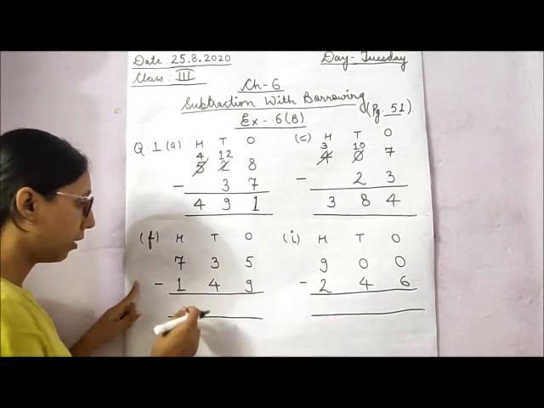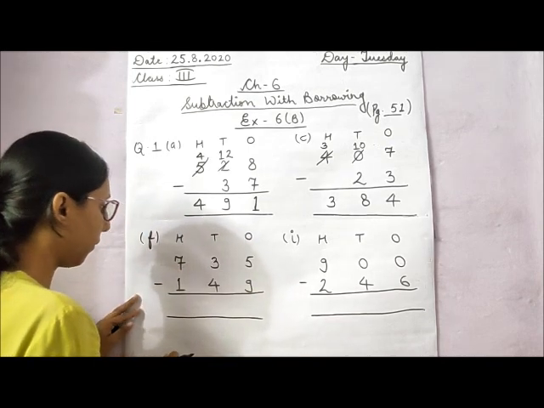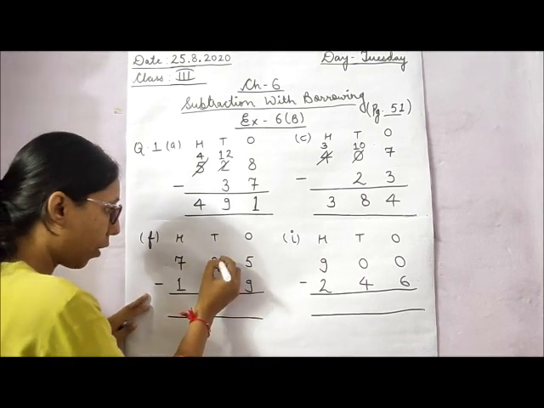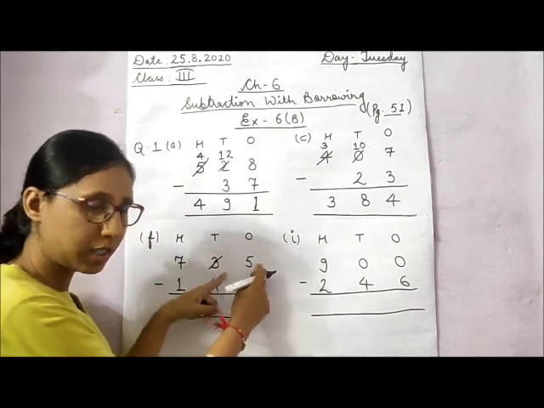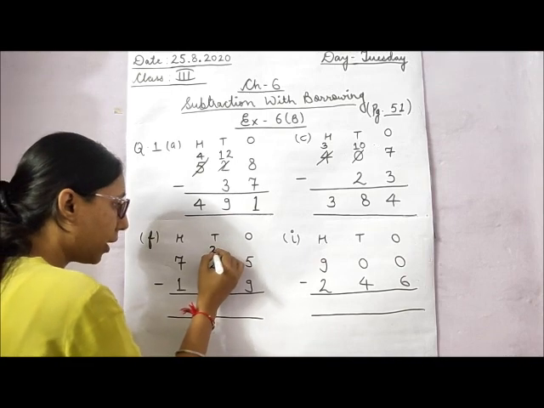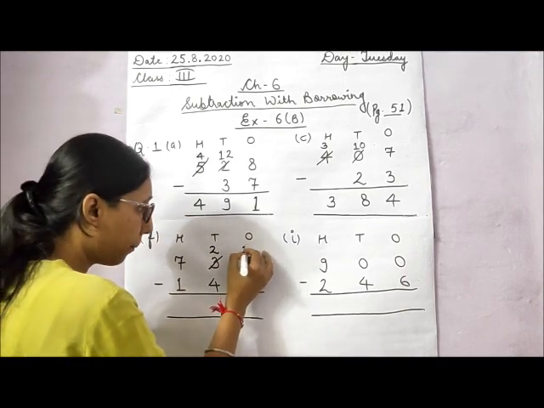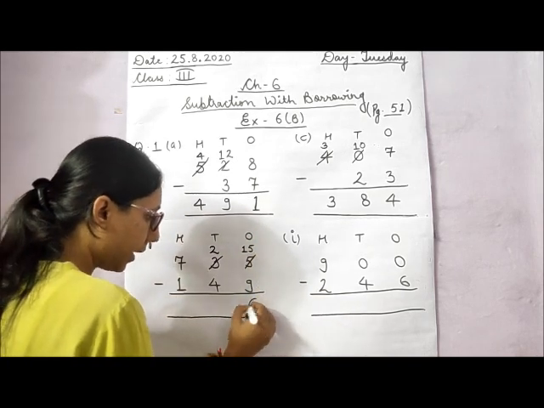In F part, subtract 149 from 735. So 5 minus 9 is not possible. First of all, we'll take borrow from this tens place. अब अगर यहाँ नंबर छोटा होगा in ones place, we'll take borrow from tens place. So 3 से पहले क्या आता है? 2. यहाँ हो जाएगा 2. This 5 will become 15. Now 15 minus 9 is 6.